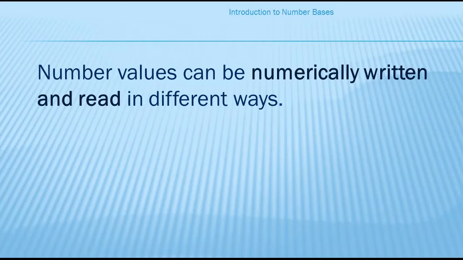Take for example the number value of 15, which is commonly written as 15, with 1 representing one group of 10 and 5 representing 5 ones.